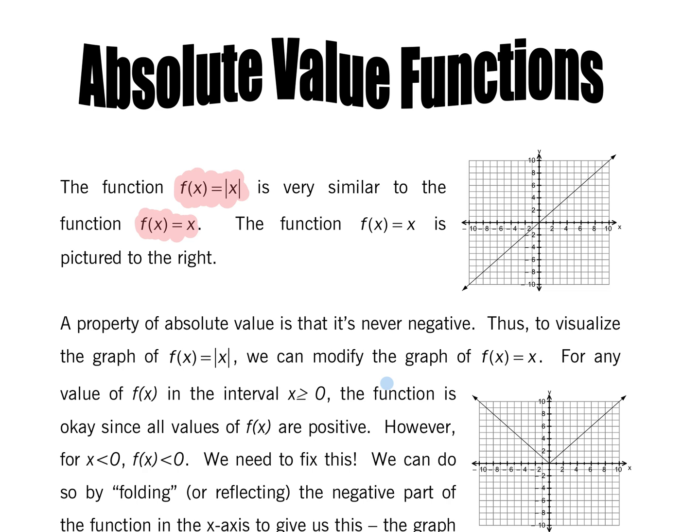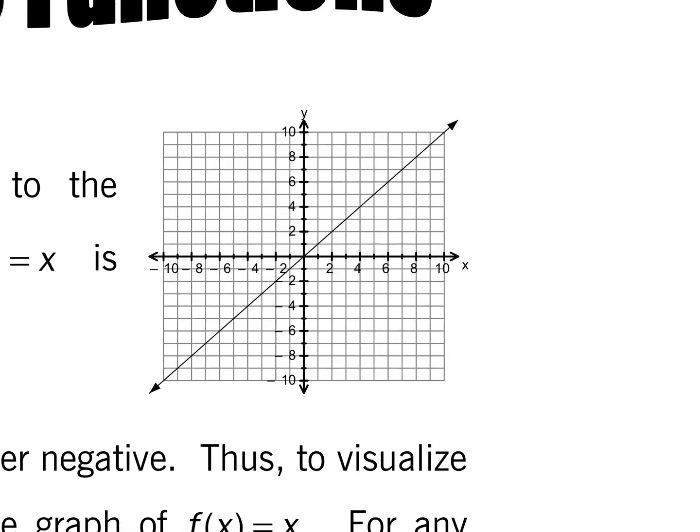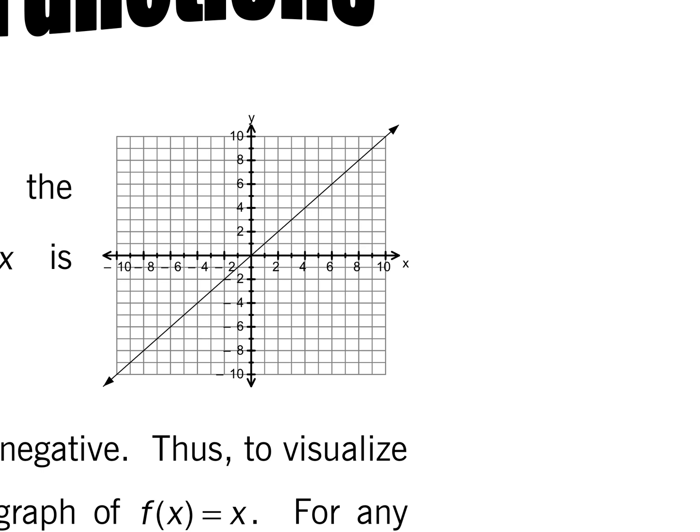Why is it similar? Because if you take a look at what the line y equals x looks like, it's a nice line that goes like this. But as we've studied absolute value, we know that the absolute value of anything negative turns into a positive.